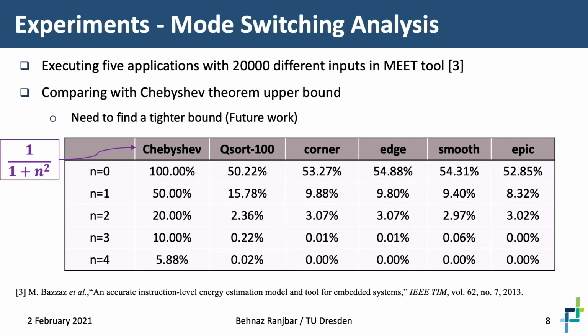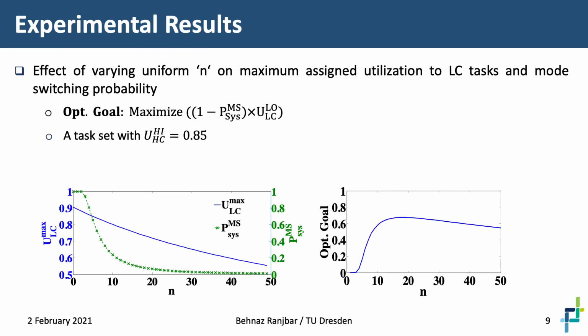Since this upper bound is very pessimistic, as future work we need to find a tighter bound of mode switching probability. Now we investigate the effect of varying parameter n on maximum utilization and mode switching probability. We also show the optimization goal here, which is based on the system utilization and mode switching. These results are for a random task set in which the utilization of HC tasks in the system is 85%.